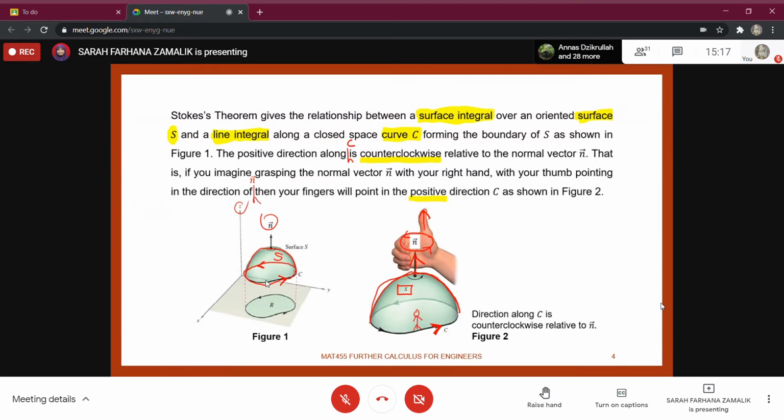So dia bagi tahu kat sini ada figure 1 dengan figure 2 ni. Direction along C is counterclockwise relative to unit normal N. Okay. So ini in this case kita punya solid kita dekat Z axis, sebab tu unit normal awak menghadap positive Z kat sini. Okay, so ikut awak punya solid tu dekat mana. Kalau dekat Y axis, of course lah unit normal kita menghadap Y axis positif. Okay, kena tengok juga solid kita tu dekat mana.